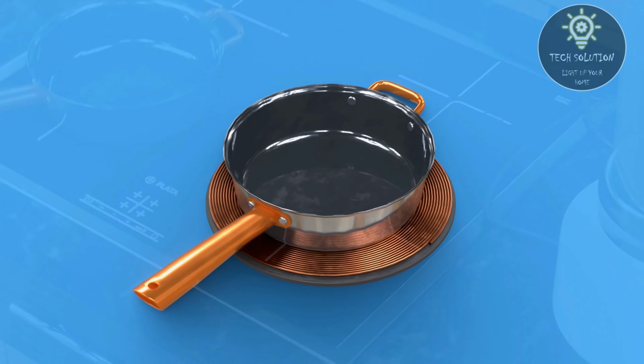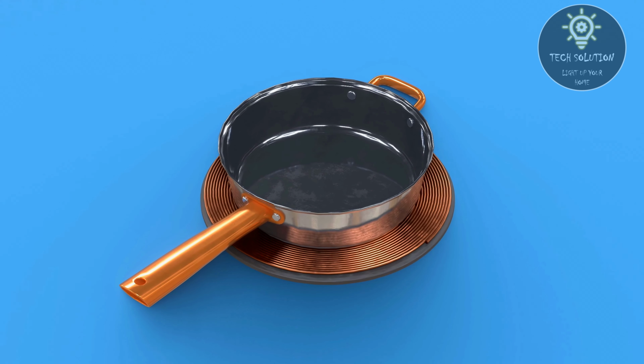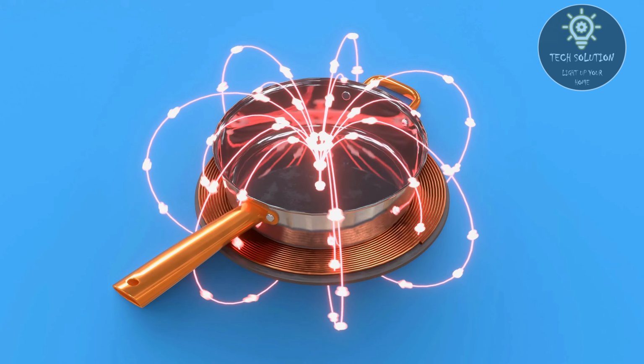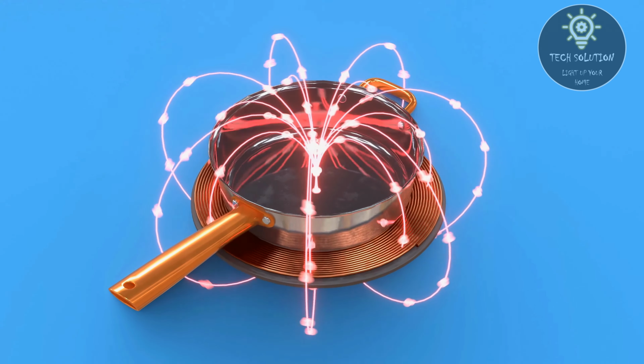Inductive cooking. Inductive cooking sends electric currents through the coils beneath the cooktop, creating a magnetic field that heats up magnetic cookware efficiently.